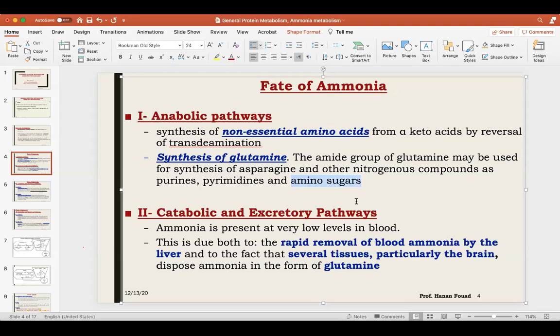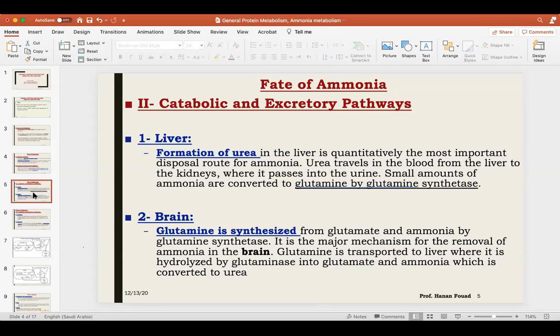The other is the catabolic or excretory phase. Ammonia is converted into urea by the liver, and each tissue has a particular pathway for removal of ammonia. The first is the liver. The liver is the main organ which removes ammonia from the blood. As I said, ammonia is toxic, so I should remove ammonia from the blood.